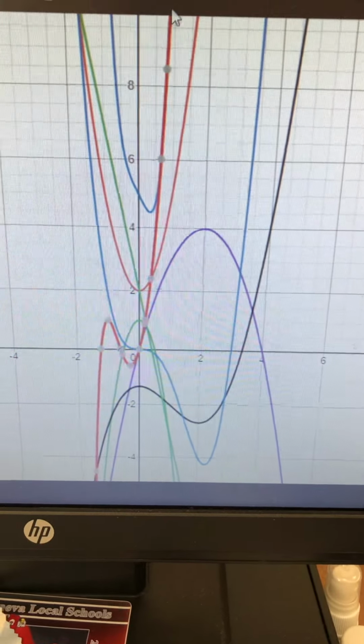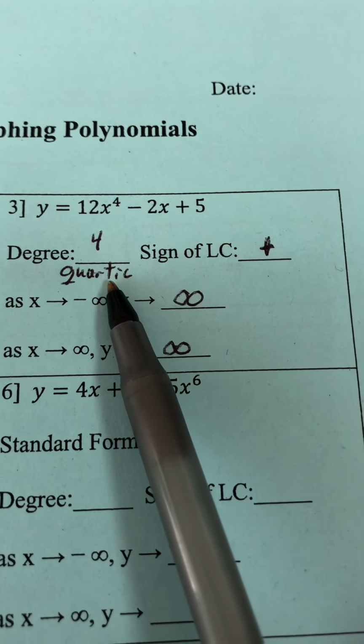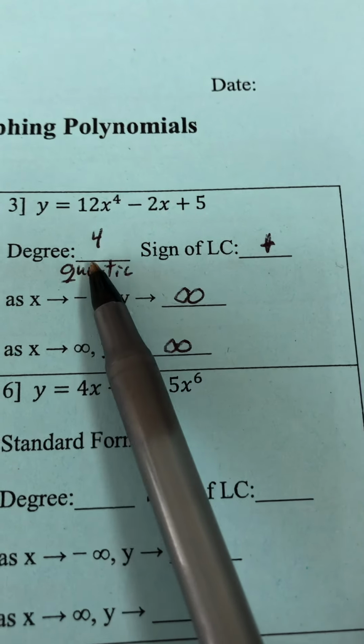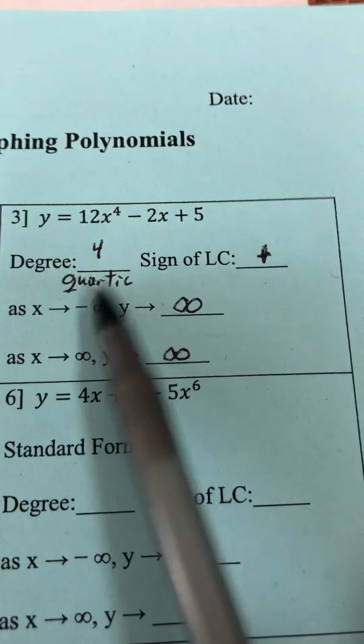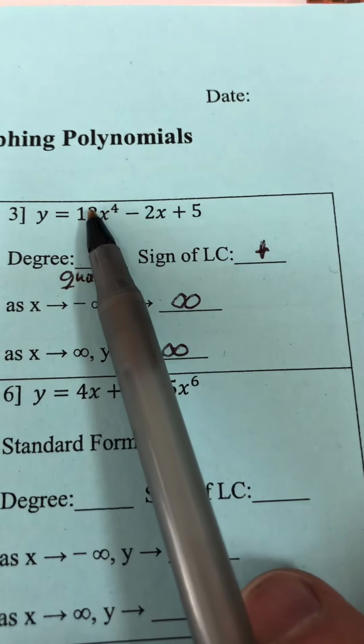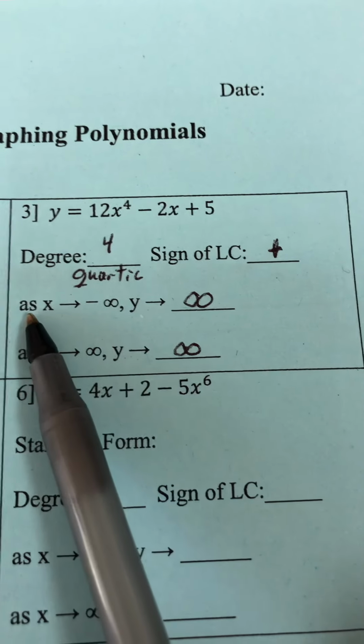Number 3. The degree is 4, and it's quartic. Either one works. And the sign of the leading coefficient is a positive.